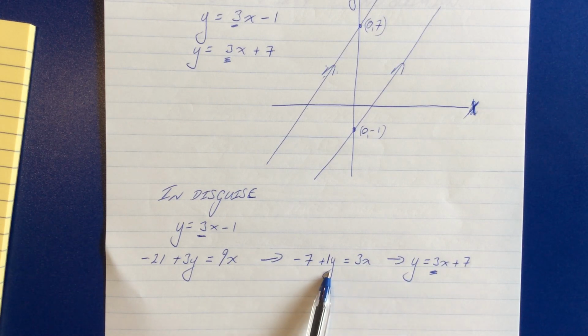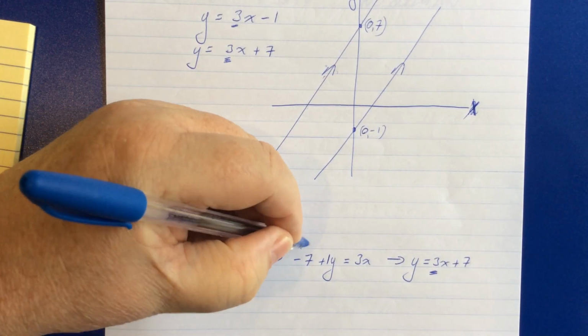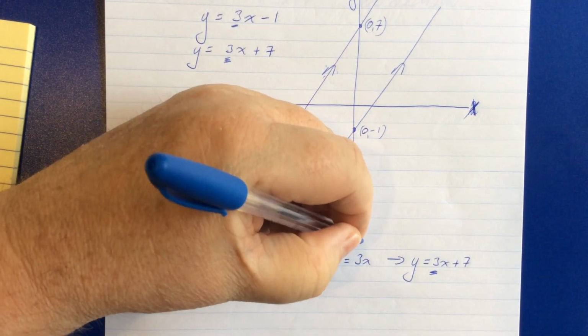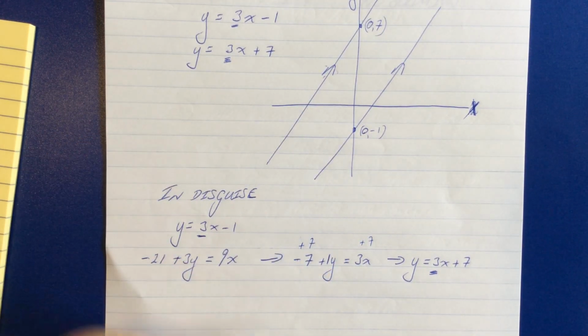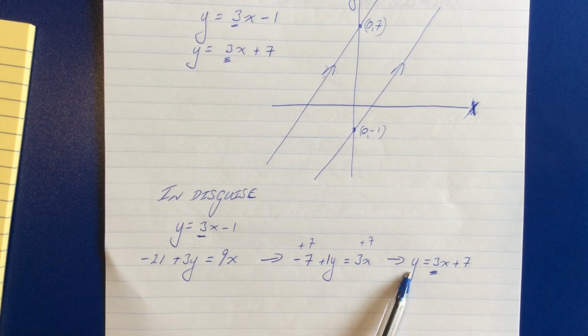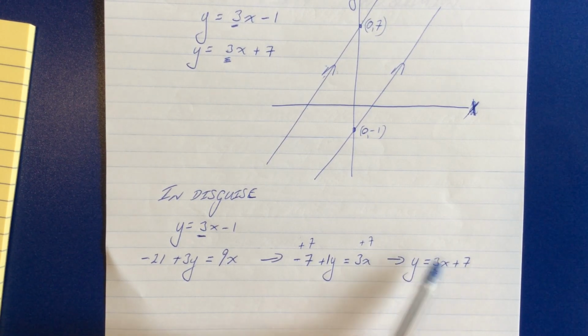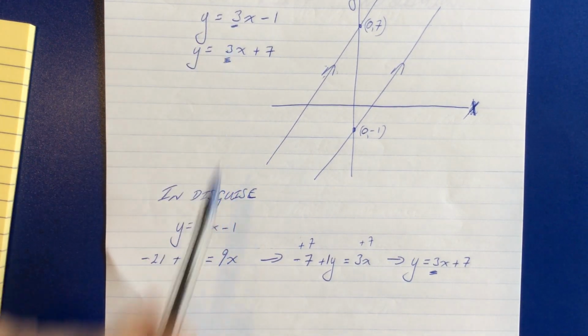So what we want is the y on its own out the front. That means we're going to have to move the 7. And to do that, we simply add 7 to each side. Positive 7, negative 7 cancel out. We've added 7 to this side. Here's our equation. y equals 3x plus 7. It now looks like that. That gradient and that gradient are the same.